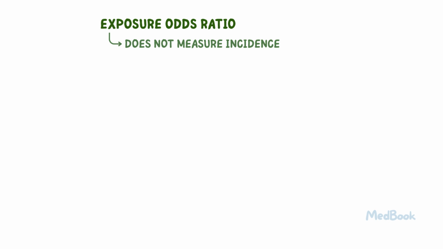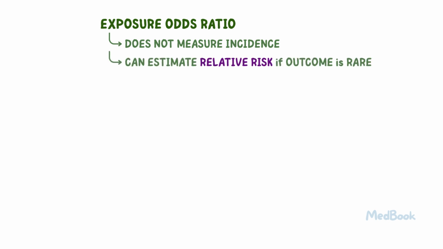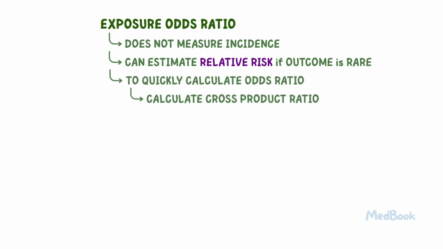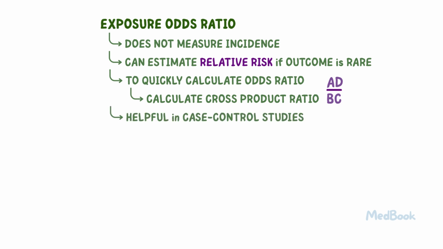Alright, as a quick recap, even though the exposure odds ratio does not measure incidence, it can estimate the relative risk when the outcome is sufficiently rare. To quickly calculate the odds ratio, you can calculate the cross-product ratio, so A times D divided by B times C. This is particularly helpful in case control studies.